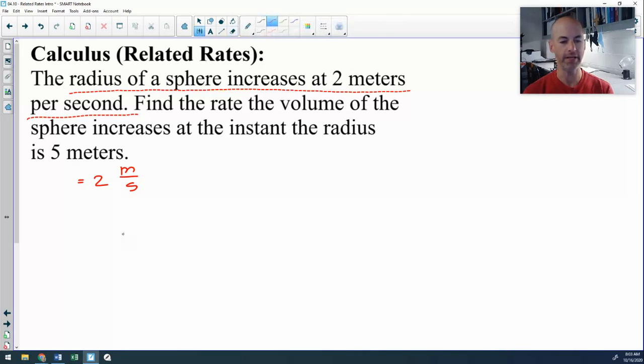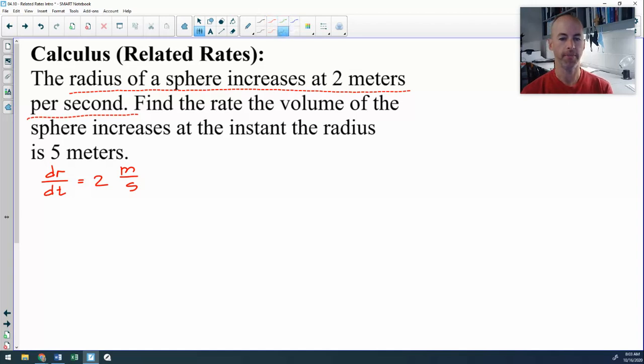I like the Leibniz notation, which is like dy dx. So this would be the derivative of r. And because this is over time, I'm going to say the rate of change of r with respect to time. So dr dt is 2.